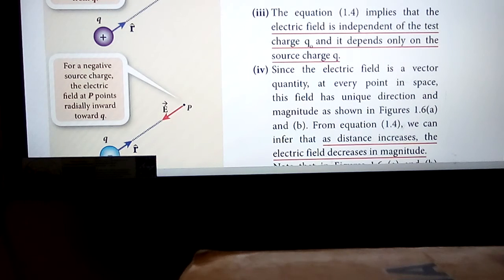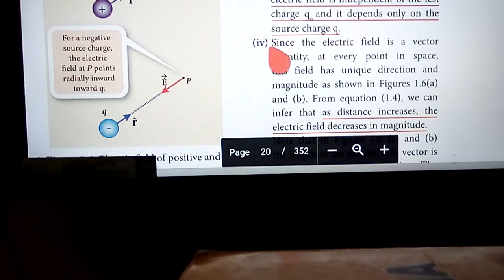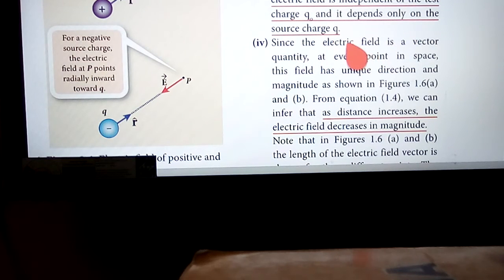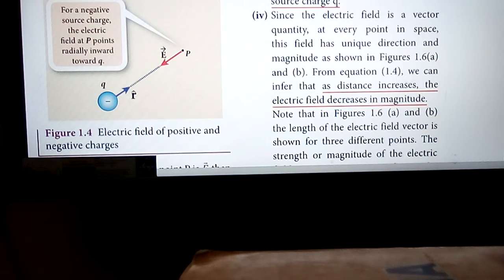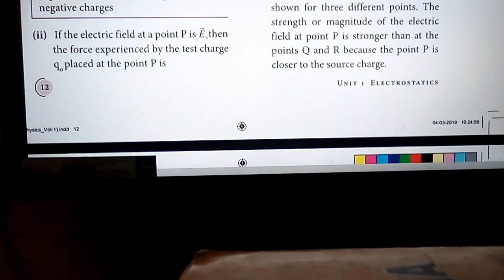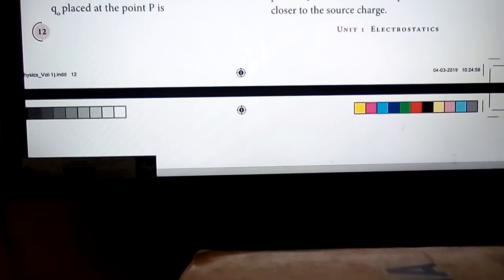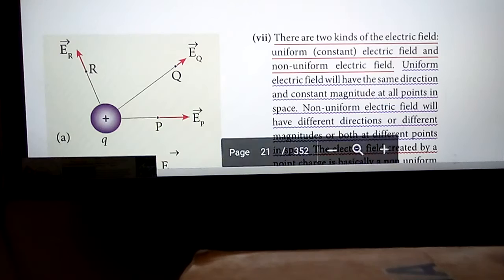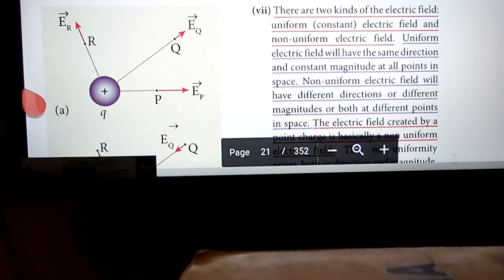Next important aspect is given by this point, that is, the electric field is considered a vector quantity, so at every point in space this field has a unique direction and magnitude. So we can conclude that as the distance increases, the electric field decreases in magnitude. So that is given by this point, and that is explained in this diagram.